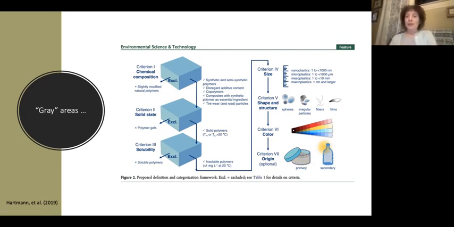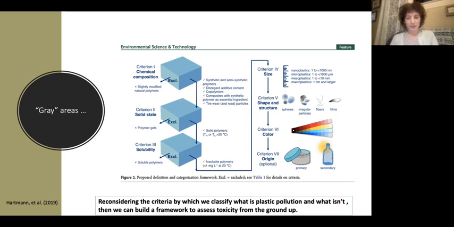They have mesoplastics as being 1 to 10 millimeters, and macroplastics as being 1 centimeter and larger. So this is a little bit different than some of the definitions typically used by labs in North America, but groups are gradually converging on a standardized way of defining these different sizes. But there's still room for debate and room for discussion.